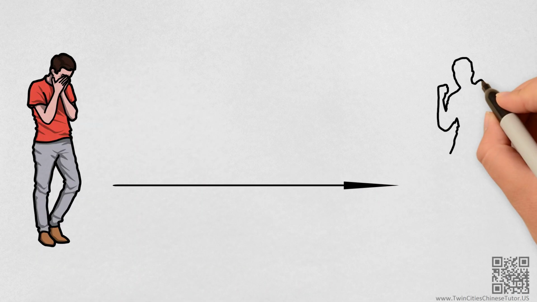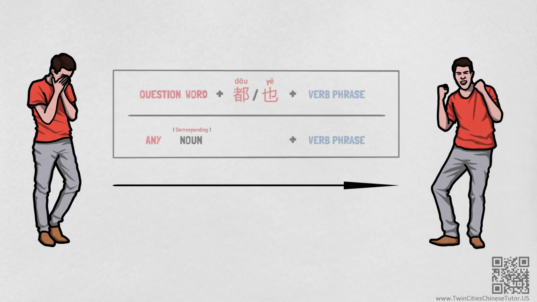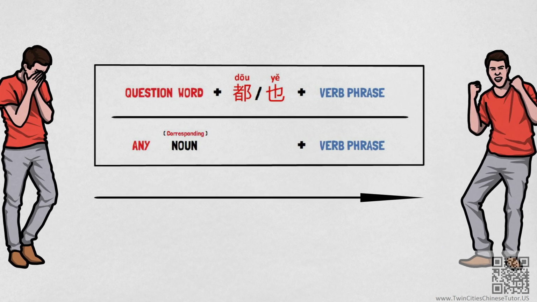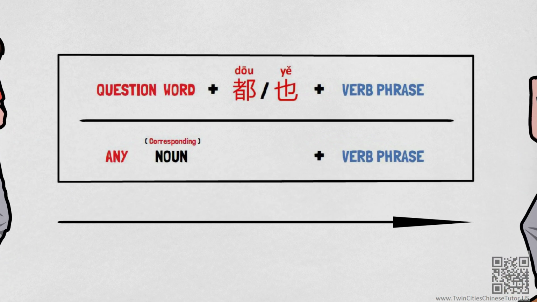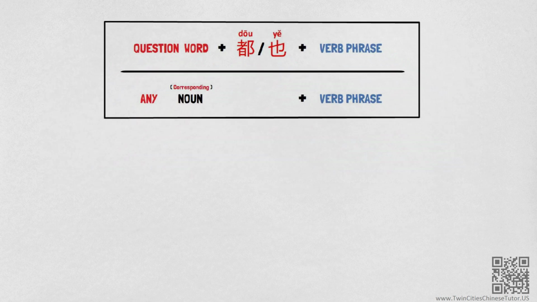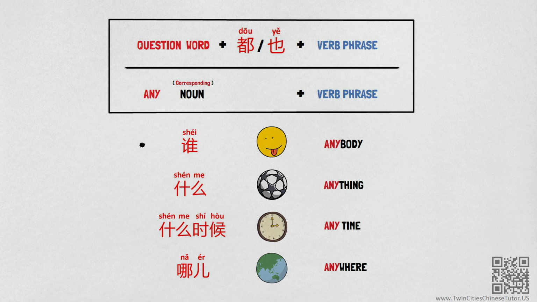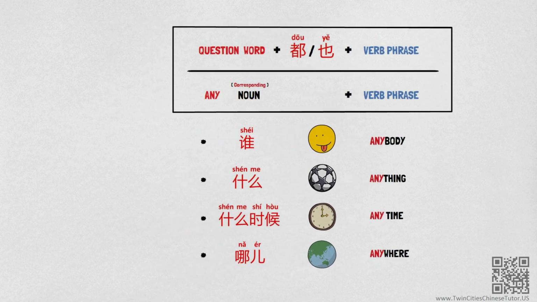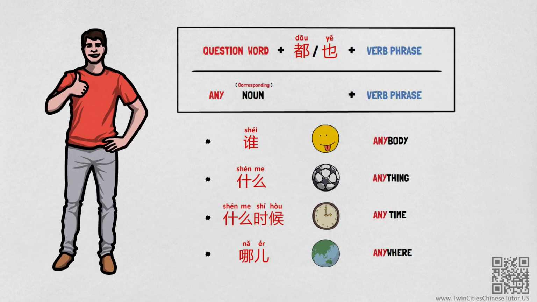In the last video, through my friend David's transformation story, we discussed the basics of the question word plus do pattern in Chinese. As shown in that video, the Chinese question words can be used in this pattern as placeholders for any or every noun of a certain group. 谁 is used as anybody or everybody, 什么 as anything or everything, 什么时候 as any time, 哪儿 as anywhere or everywhere. Today, joined by my friend David, we will continue to explore the usage of this pattern.